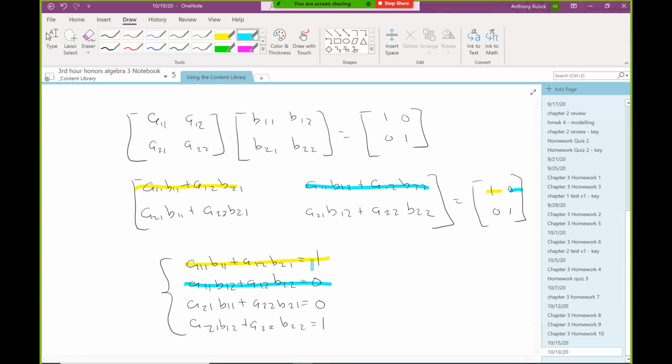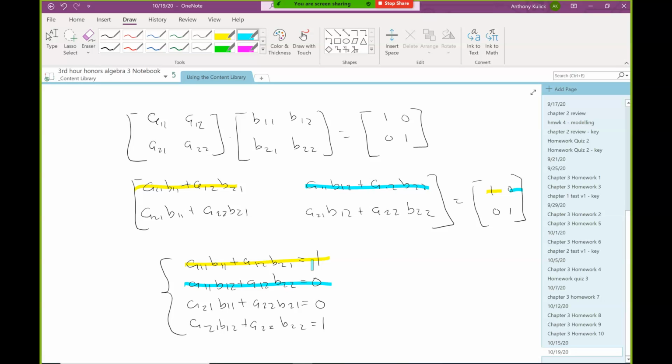Everybody's okay with this so far, how I've gotten to this point? Okay. So, remember that my only true variables are my B's, right? Matrix B is going to be based on my choice of matrix A. A is the thing that I want to be able to take any 2 by 2 matrix and be able to find some matrix B that's going to be its inverse.